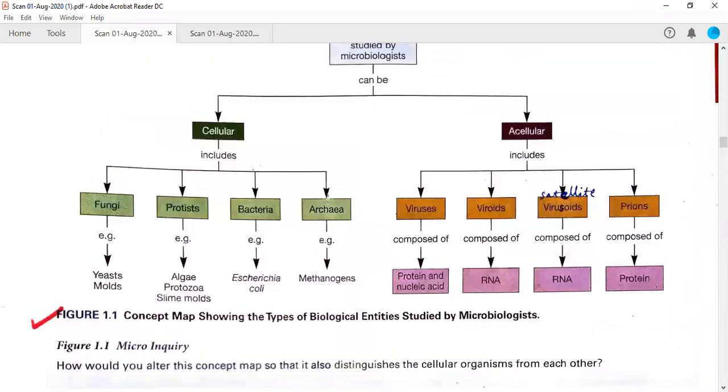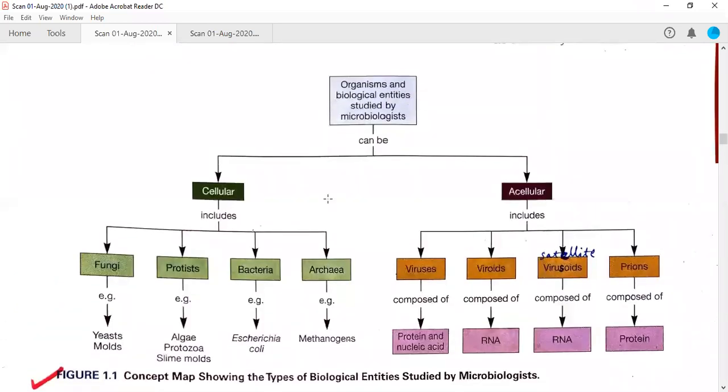Then if we try to classify different types of microorganisms, they can be classified into two major groups. One is called cellular, one is called acellular. We had discussed prions. Prions come under acellular because they do not have any genetic material, so they are completely different and have a different classification. Viruses, viroids, and virusoids are also acellular entities.